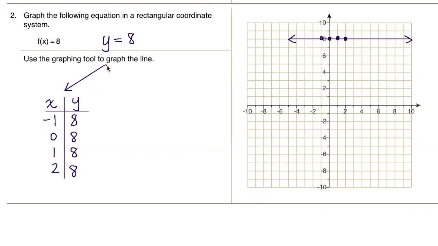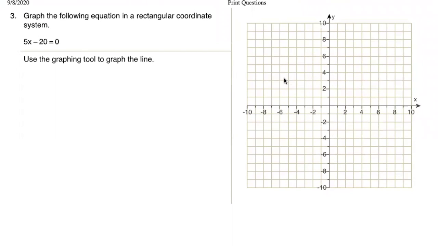The other way to do this is just, when you do enough of them, you basically end up memorizing it. Anytime you have a line that has one variable and begins with a y, that line will always be horizontal and located at 8 on the y-axis. Compare that to this example.